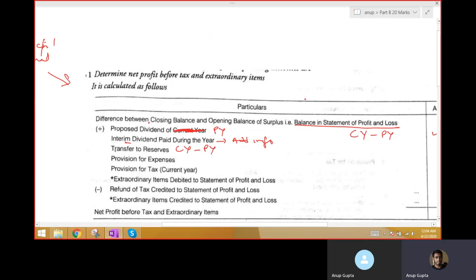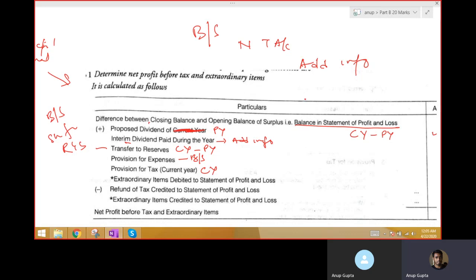Transfer to reserve will be given in reserves and surplus under the major head shareholders fund in the balance sheet. What will be given in the question? A balance sheet, notes to accounts, and additional info. Then provision for expenses will be given in the balance sheet. Provision for tax, two amounts will be given. Only the current year amount will be recorded, not the difference, not the previous year, only current year. This is not there in your syllabus.